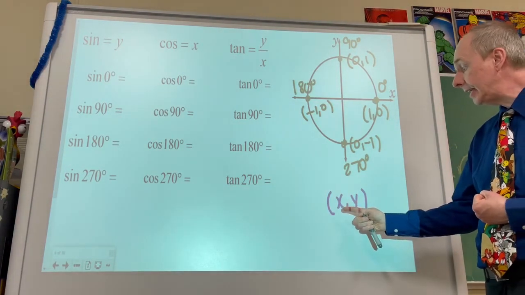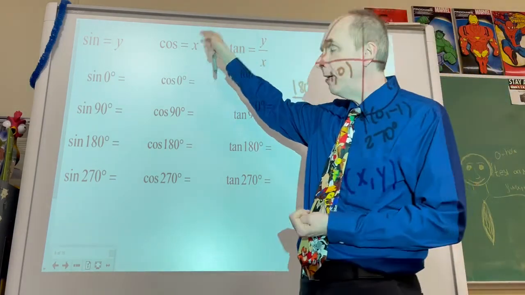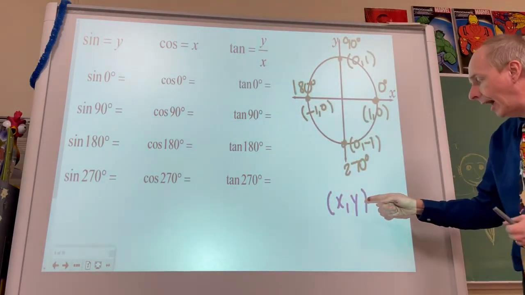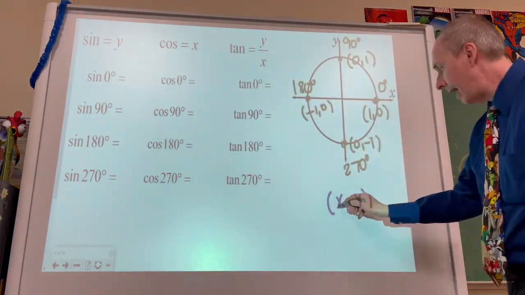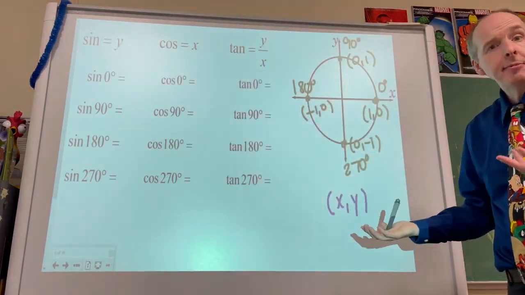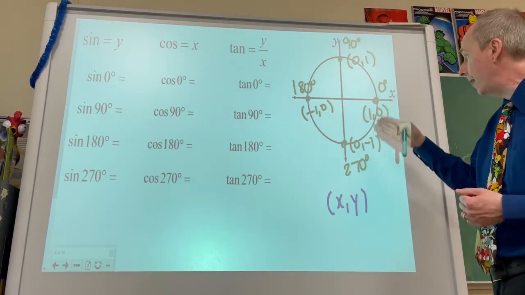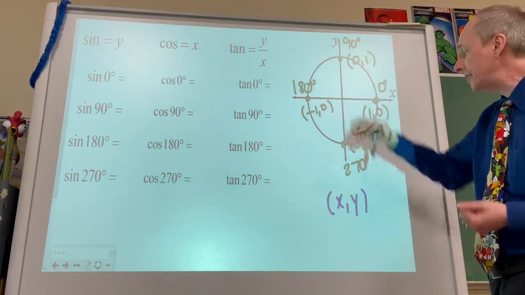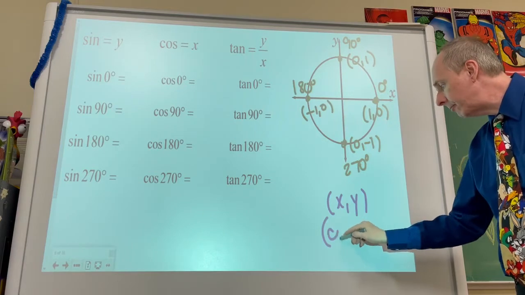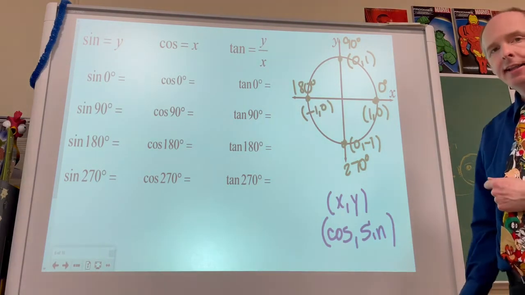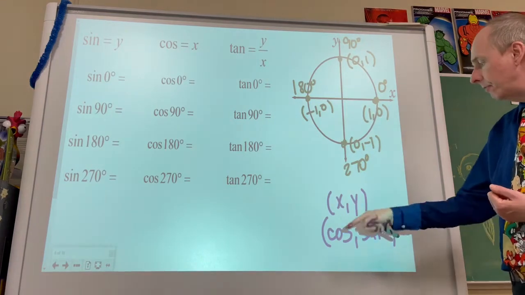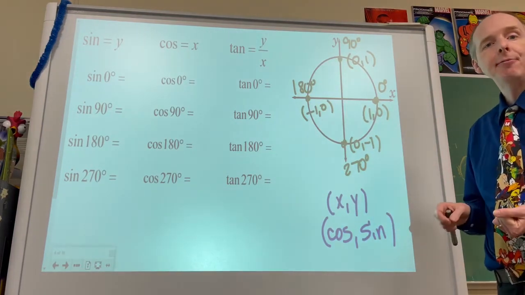X is the cosine, y is the sine. So alphabetical order, x comes before y. When we have an ordered pair, xy, and that means that we have cosine followed by sine. Alphabetical order. Cosine is the x, sine is the y.